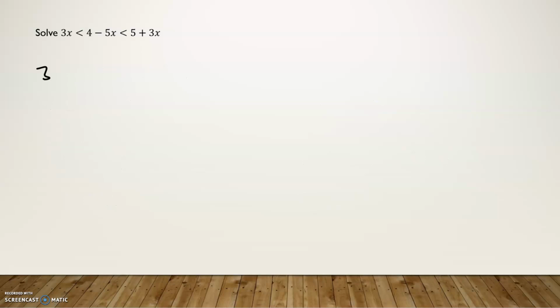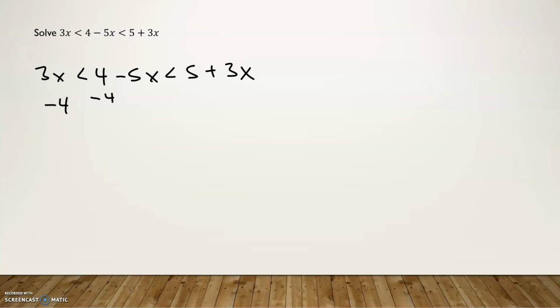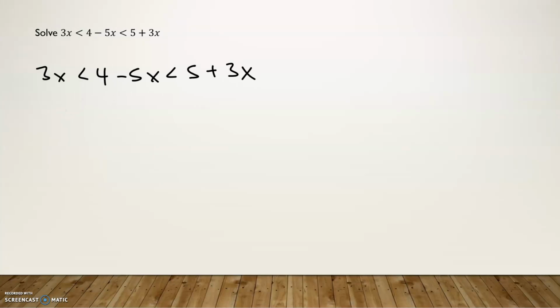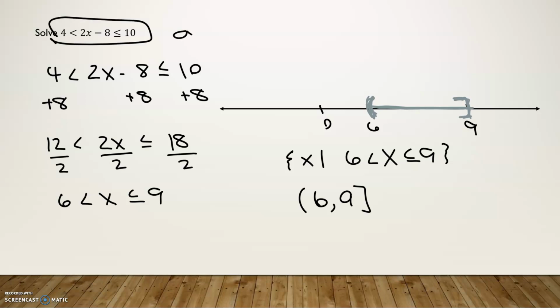Okay, so let's look at this one. 3x less than 4 minus 5x less than 5 plus 3x. Actually, for this one, because I've got x's everywhere, over here and here and here, it will be easier if we separate them out. This one right here is an AND combination, as well as this one over here. This one is also an AND inequality.